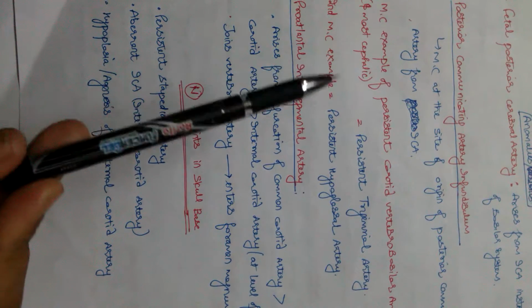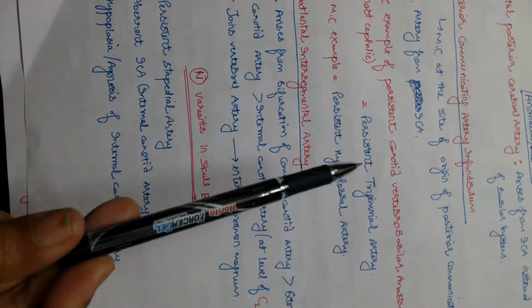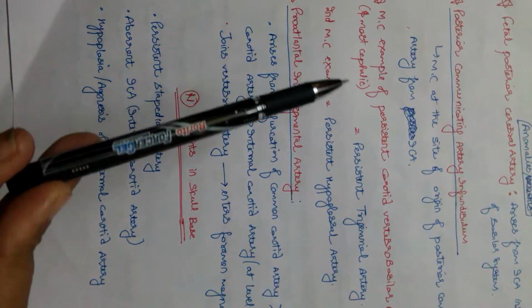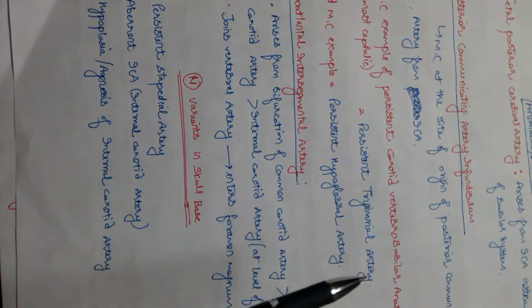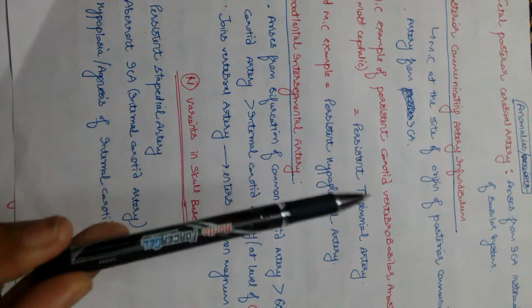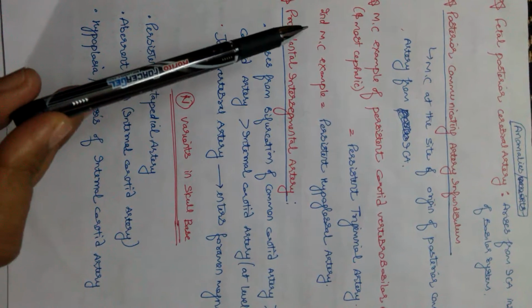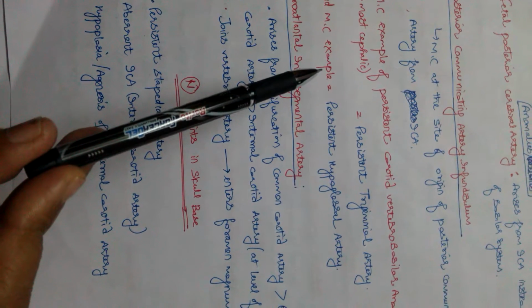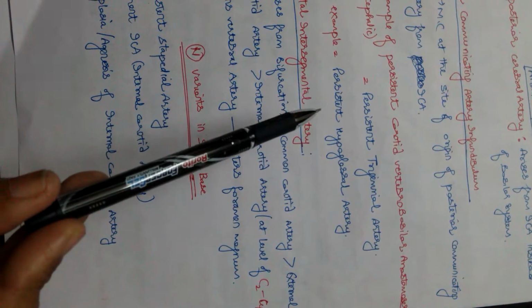Next, the most common example of persistent carotid vertebrobasilar anastomosis is the persistent trigeminal artery. Also, it is the most cephalic vertebrobasilar anastomosis. The second most common example of persistent carotid vertebrobasilar anastomosis is the persistent hypoglossal artery.